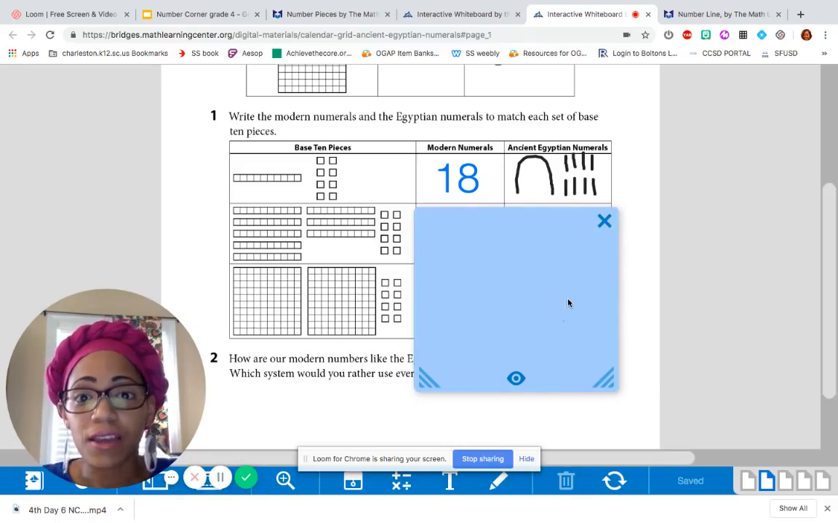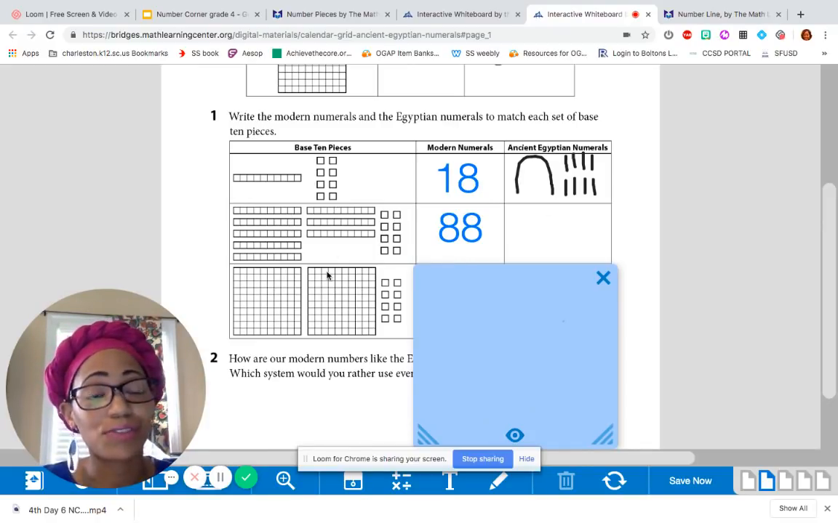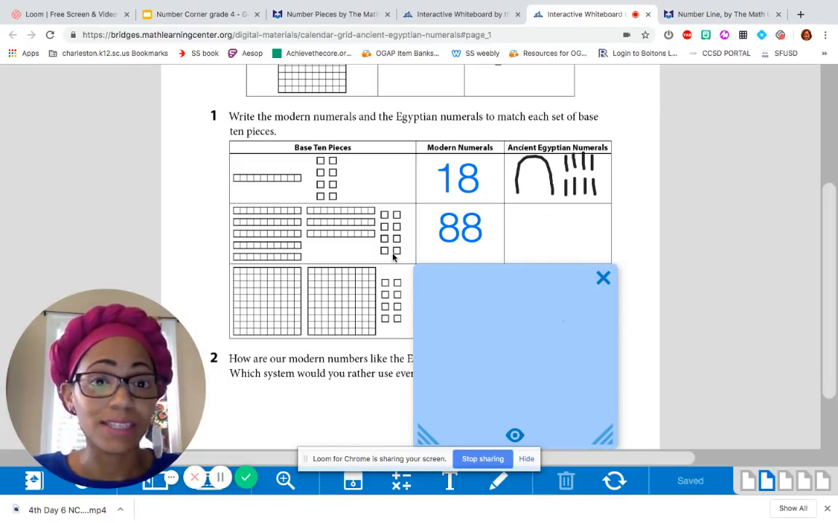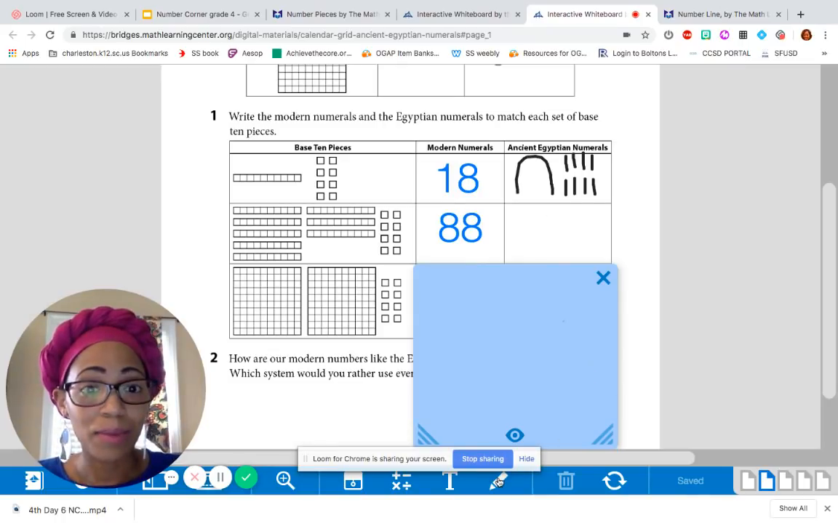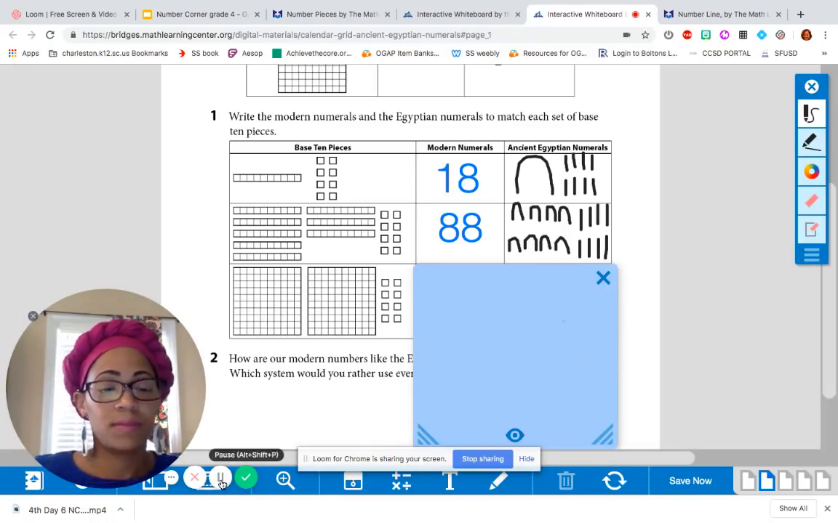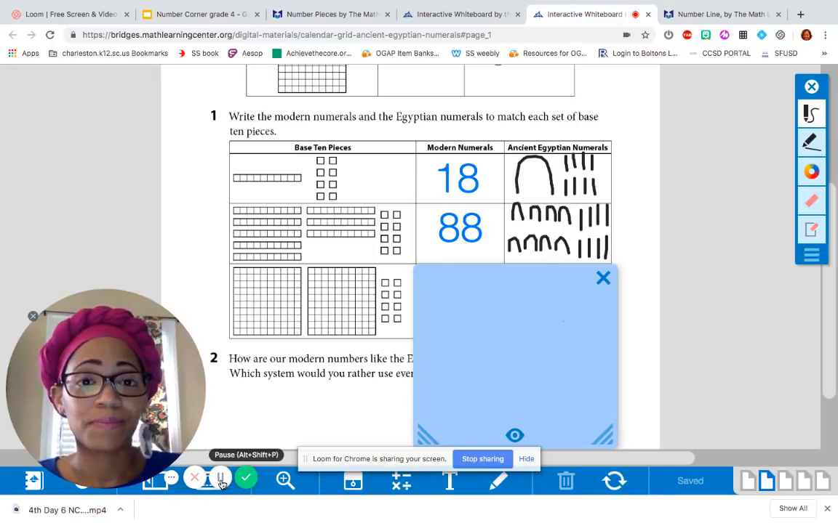Okay, what'd you get for the second one? Let's check your answer. Did you get 88? Right, because there are 8 tens. So if we're thinking back to our expressions from earlier, we could do 8 times 10. We still have 8 ones, so that would be 8 times 1. Were you able to draw the ancient Egyptian numerals to go with it? All right, I'm going to give it a go. Here it is. Check your work. 8 heel bones and 8 staff.